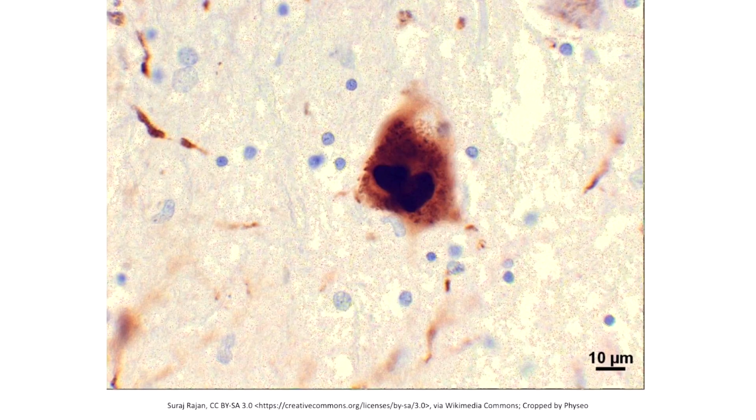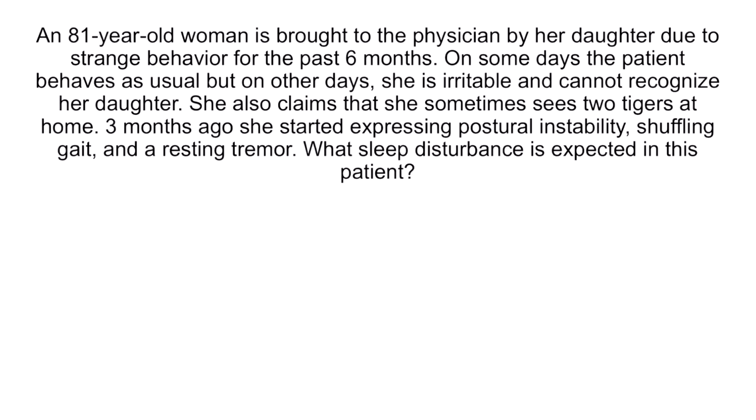Here's an image showing Lewy bodies, which are made of alpha-synuclein. In Lewy body dementia, when under some sort of pathologic stress, alpha-synuclein undergoes a structural change and deposits as Lewy bodies, as seen here.